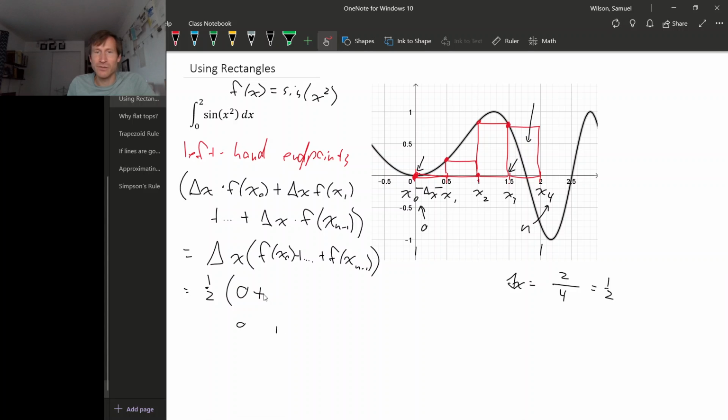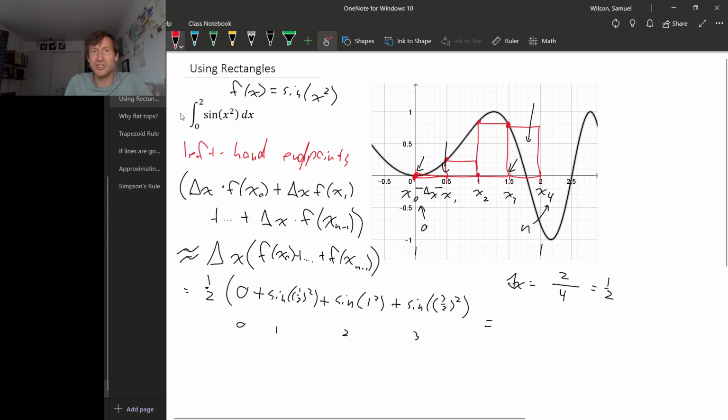For the next term, the x value is x sub 1, which is a half. So sine of 1/2 squared plus, and then our next x value, sine of 1 squared plus, and then our next to last x value, sine of 3/2 squared. And then we can do all this arithmetic. At this point, since we've already accepted that we're only approximating the integral, what we're getting is an approximation for this integral.